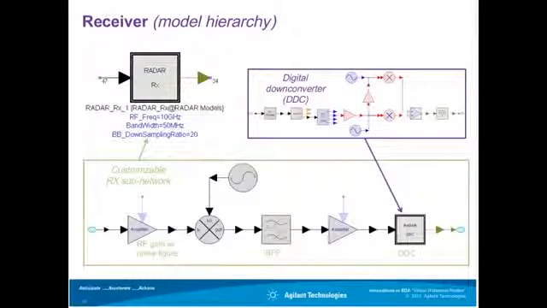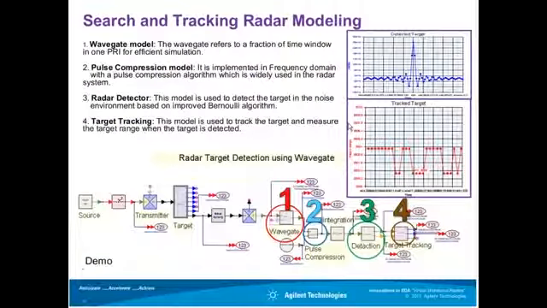So for the RF receiver, we do the same thing. Push into the RF receiver, and you will see the structure, including the analog and digital portions. And you can always use this directly, or you can modify it.